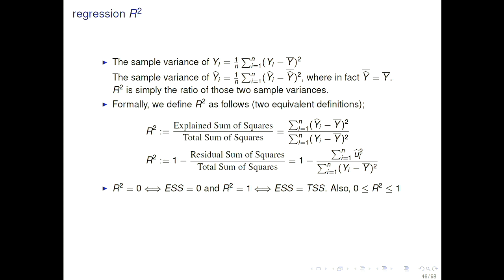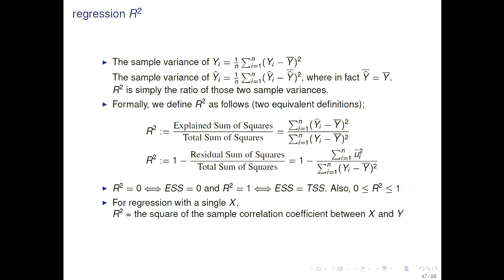If R squared is closer to 1, then your estimated regression line is doing a good job to explain your data. If R squared is closer to 0, then your regression doesn't have good prediction power. Okay.